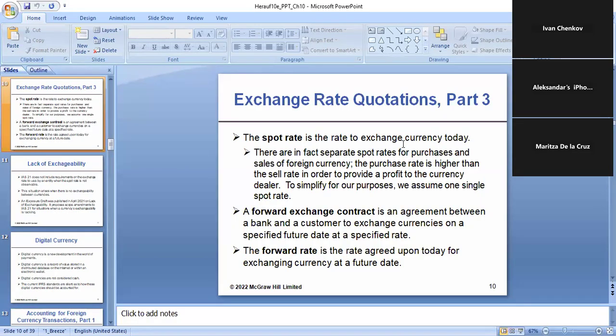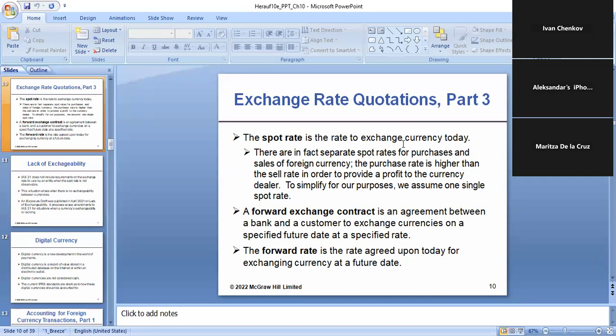Now, the foreign exchange contract is a tool that can help you to mitigate the foreign currency fluctuation. So the foreign currency exchange contract will be an agreement between a financial institution, usually a bank, and the customer company to exchange the currency on a specific date at a specific rate. You can even specify the amount that you're going to exchange.